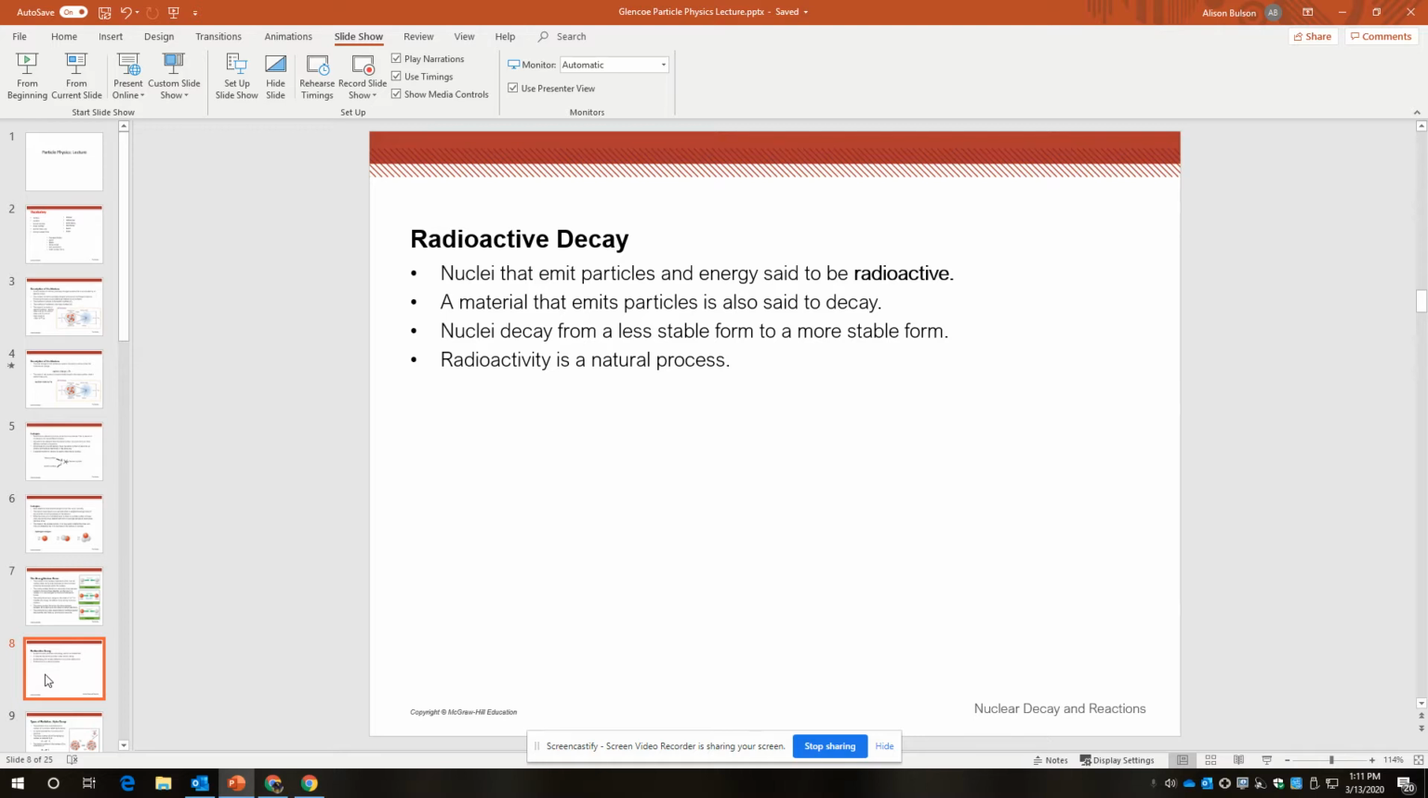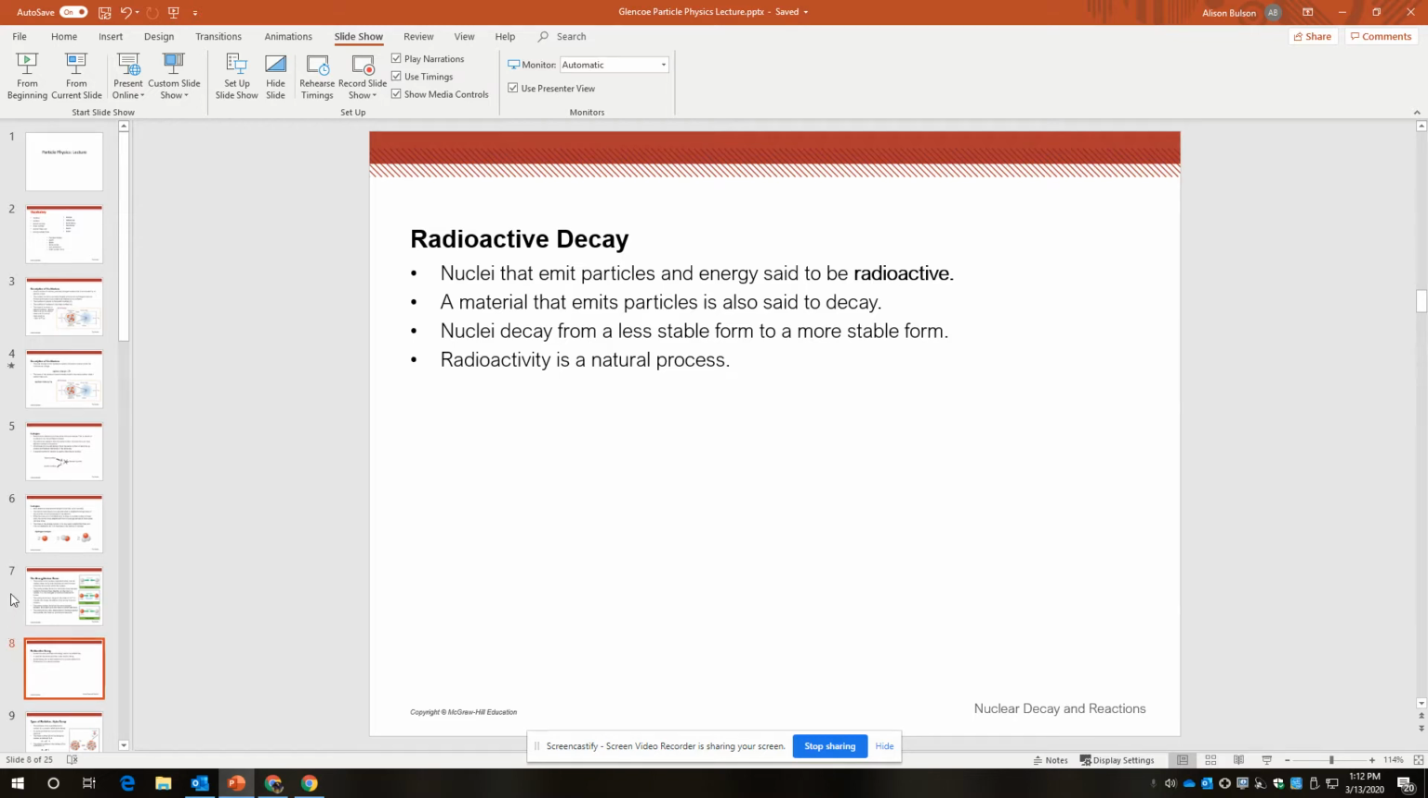So rather than using the term radioactive, radioactive decay, a decay of some type is a nucleus emitting particles and energy, or a substance that's emitting particles and energy. Nuclei decay from a less stable form to a more stable form. So they're trying to get small enough for that strong nuclear force to hook them together.